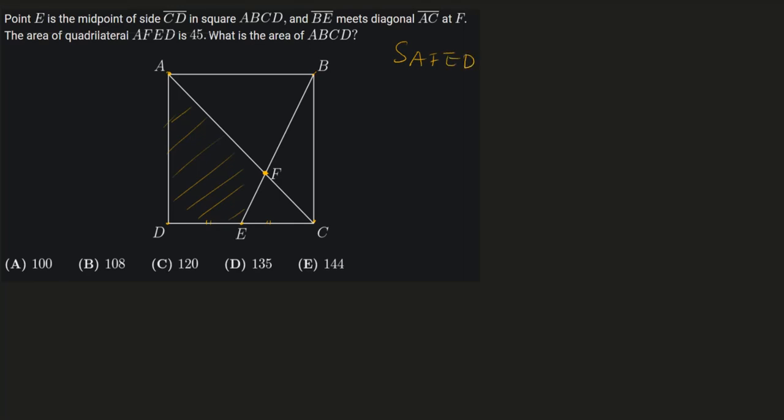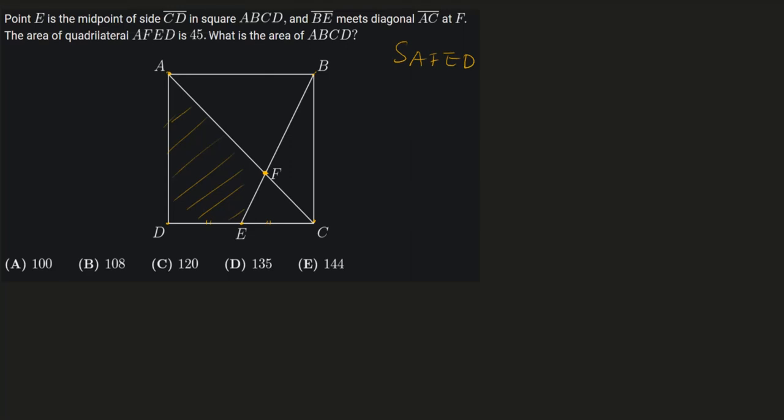Since we know the area of AFED, and this is a very irregular shape, in order to find the relationship between this area and the area of ABCD, we want to cut this quadrilateral into smaller parts so that the area of each smaller part is easier to calculate, or is easier to express by some characteristics of the square ABCD.